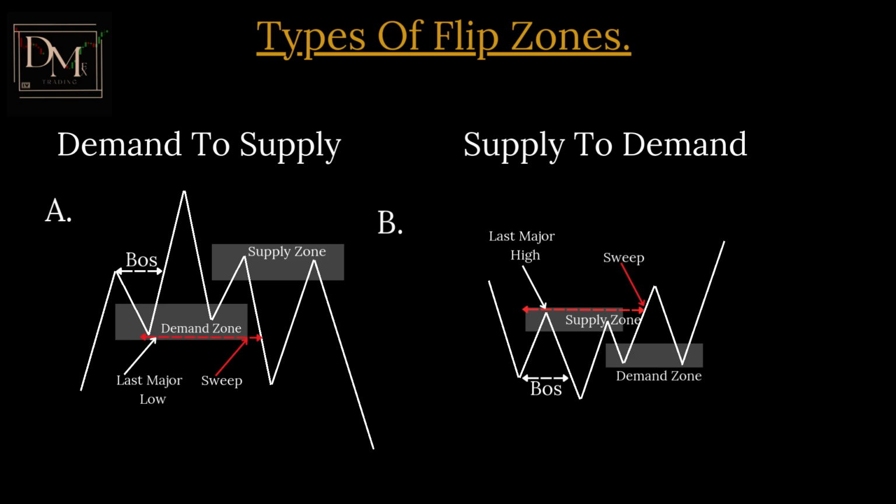And 2. Supply to demand. A supply to demand flip zone occurs when a key supply level is broken with a strong bullish breakout, indicating a transition in control from sellers to buyers, and upon retest, the zone acts as a demand area where rejection signals, liquidity manipulation, and confluences like imbalances or Fibonacci levels validate long entry setups in alignment with bullish higher timeframe structure. We'll explain in depth later in this video.